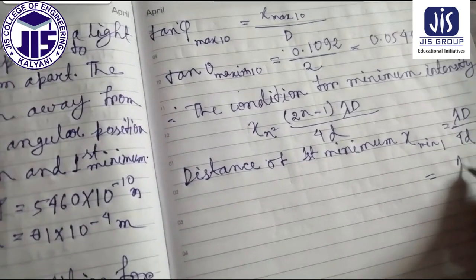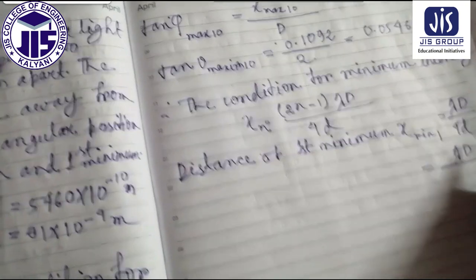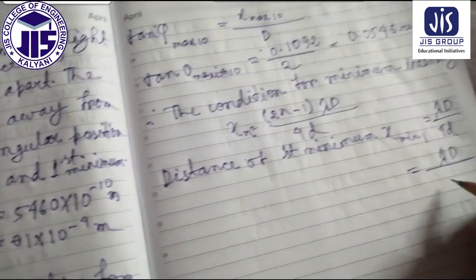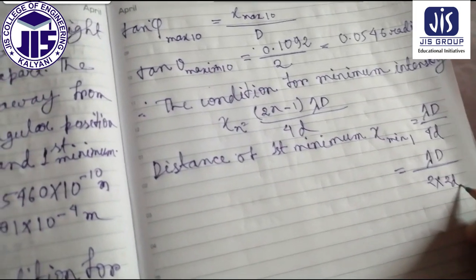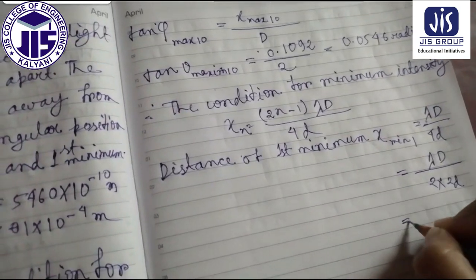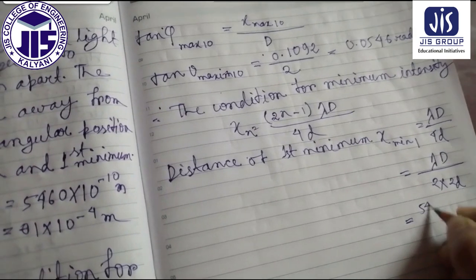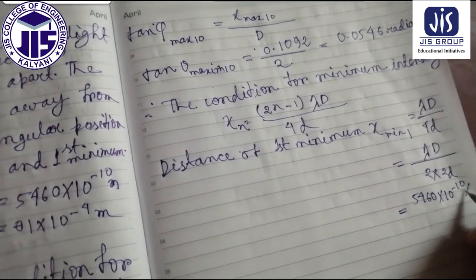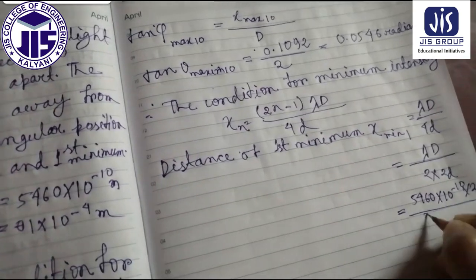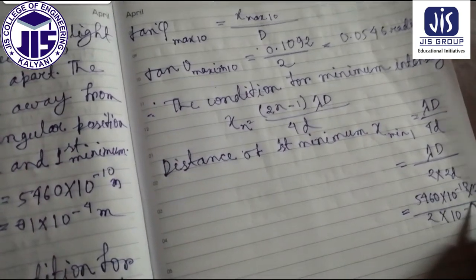So lambda capital D by 4d, we can write as lambda capital D by 2 into 2 small d. So that is 5460 into 10 to the power minus 10 into 2 divided by 2 into 10 to the power minus 4.